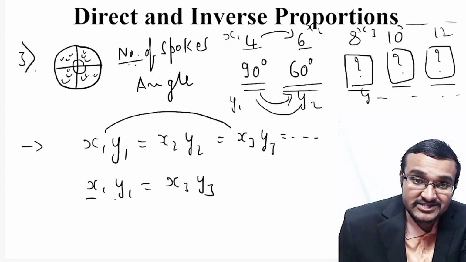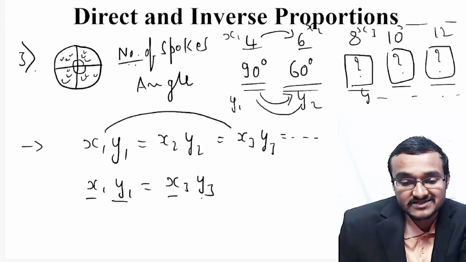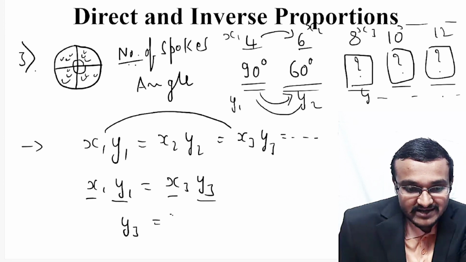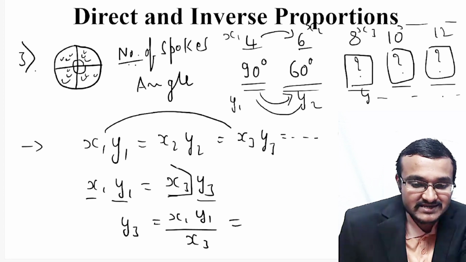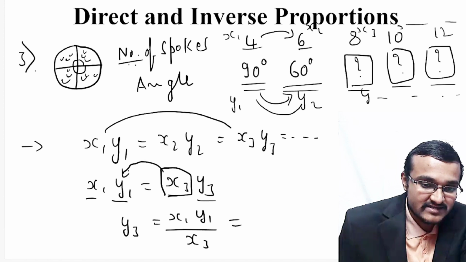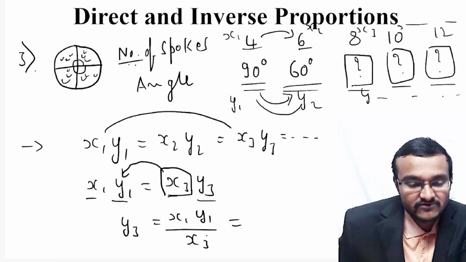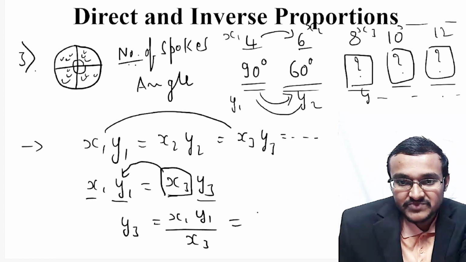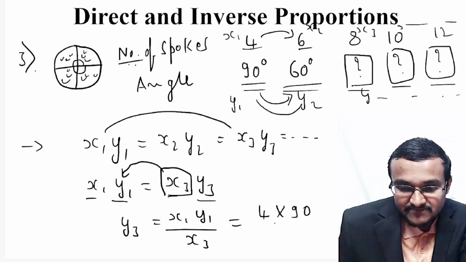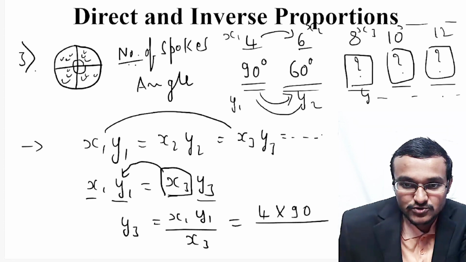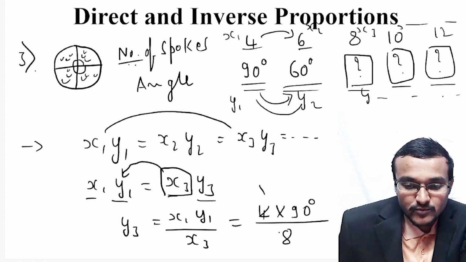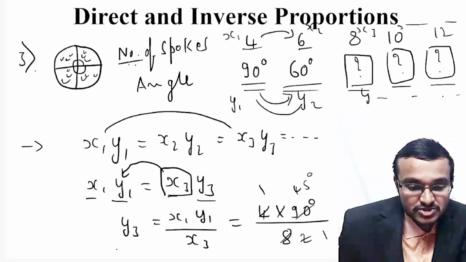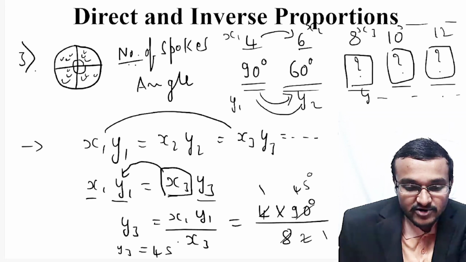You know the value for x1, you know the value for y1, you know the value for x3. You should find out y3. So y3 will be equal to x1 into y1 divided by x3. Because you are bringing x3 to the other side of the equality symbol, it will go to the denominator. That's why it will be x1 y1 divided by x3. What is x1 and y1? x1 is 4, y1 is 90 degree, divided by x3, which is 8. So 90 degree divided by... 4 ones are 4, 4 twos are 8, 2 ones are 2, 2 forty-fives are 90. So it is 45 degree. The y3 value here is 45 degree.